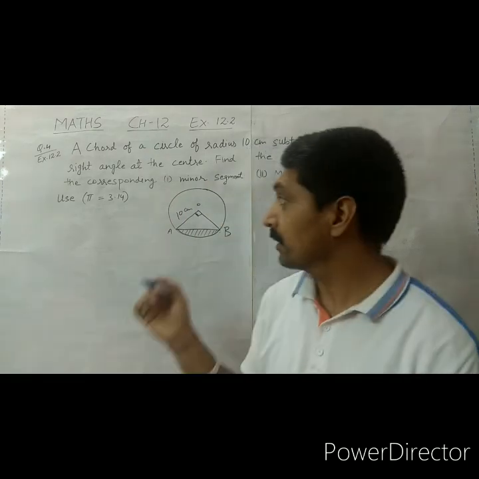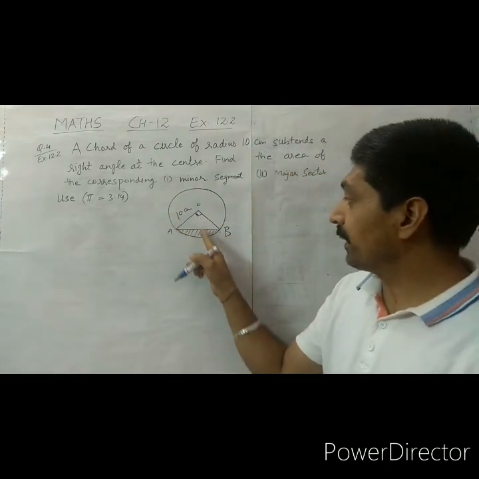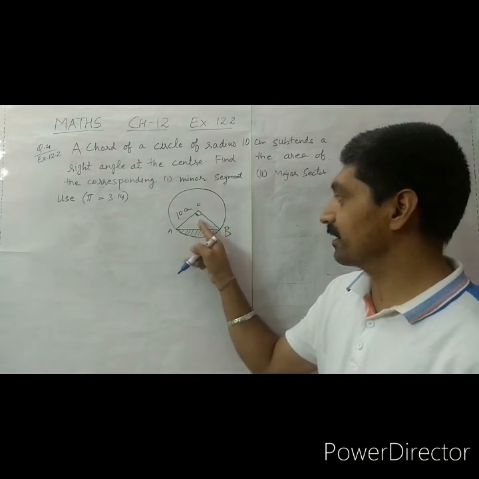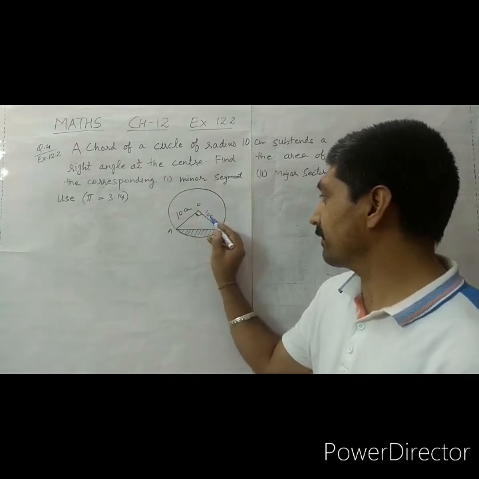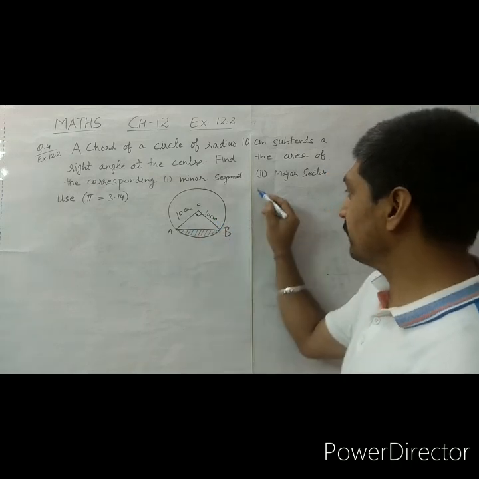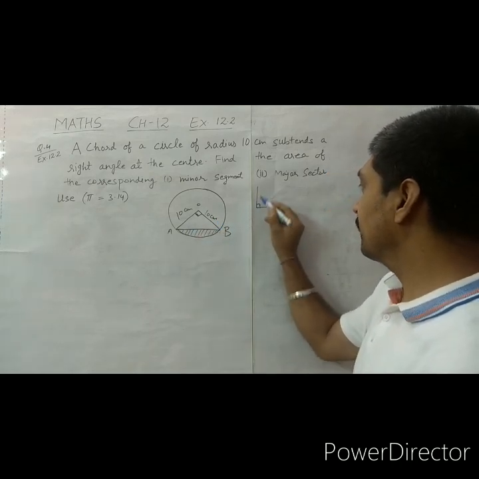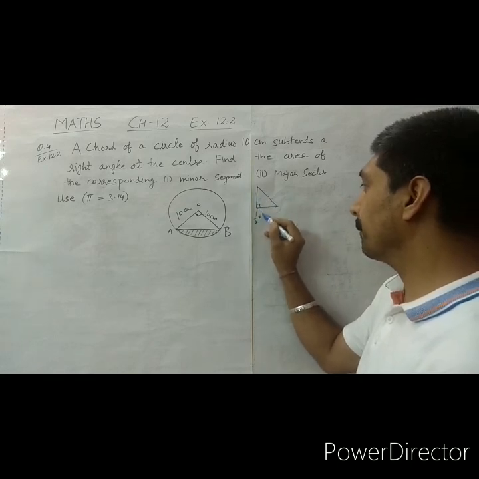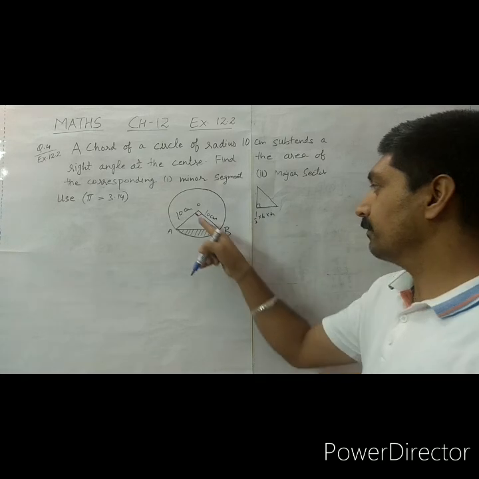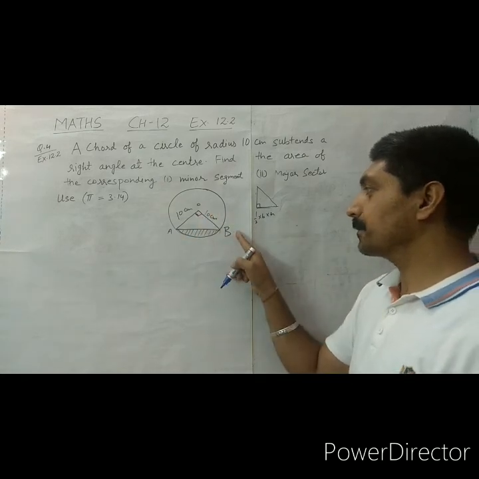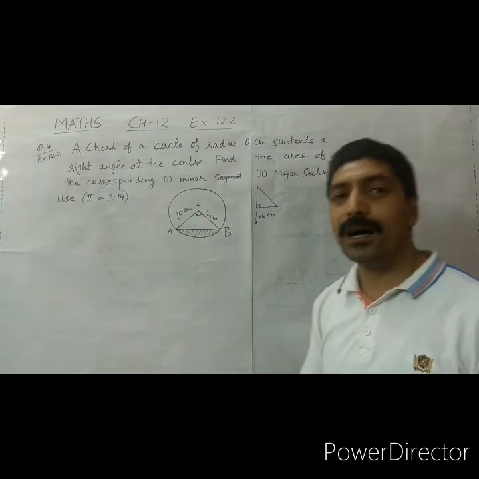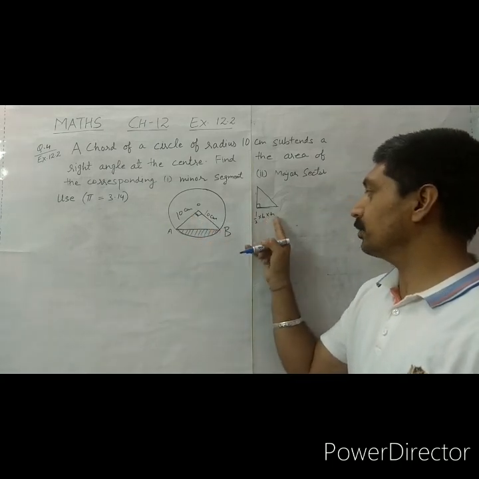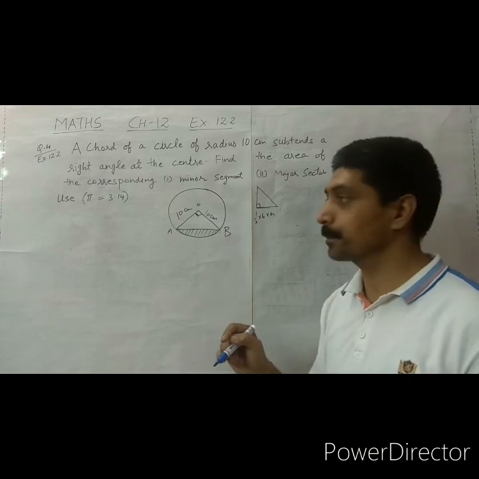So we know the way how to find the area of the minor segment. Area of the sector minus area of the triangle. Here this is the right angle triangle. In right angle triangle, the area of a right angle triangle is half into base into height. For this triangle AOB, base and height both are 10 and 10. So its area is half into 10 into 10 is 50 centimeters square.